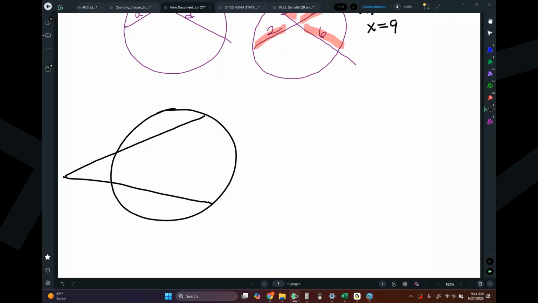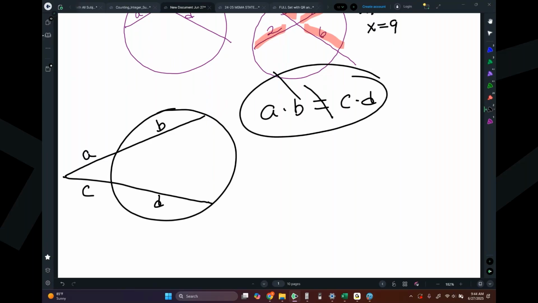cut by a secant. Once again, the pieces get cut off, like A, B, C, D. Let us get this out of the way right now. These are the hardest problems for chords, these types of problems. It is not A times B is equal to C times D.